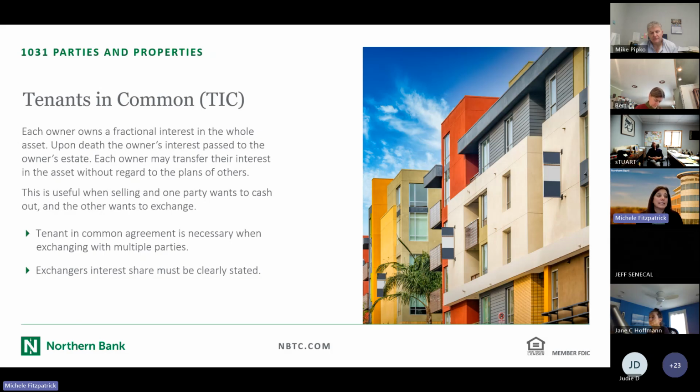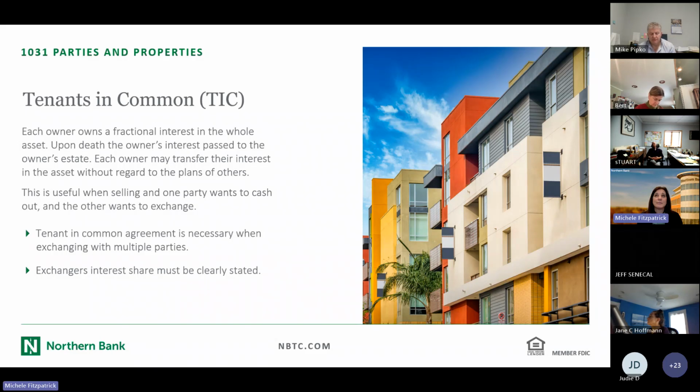But with tenants in common, each owner owns a fractional interest in the whole asset. So you have one property, and 4 people own 25% each. What's nice is that upon the death of one of the tenants in common, the interest passes on to their heirs. Their heirs become the tenant in common with the other partners. From estate planning, that's an easier, better way to transfer their interest.